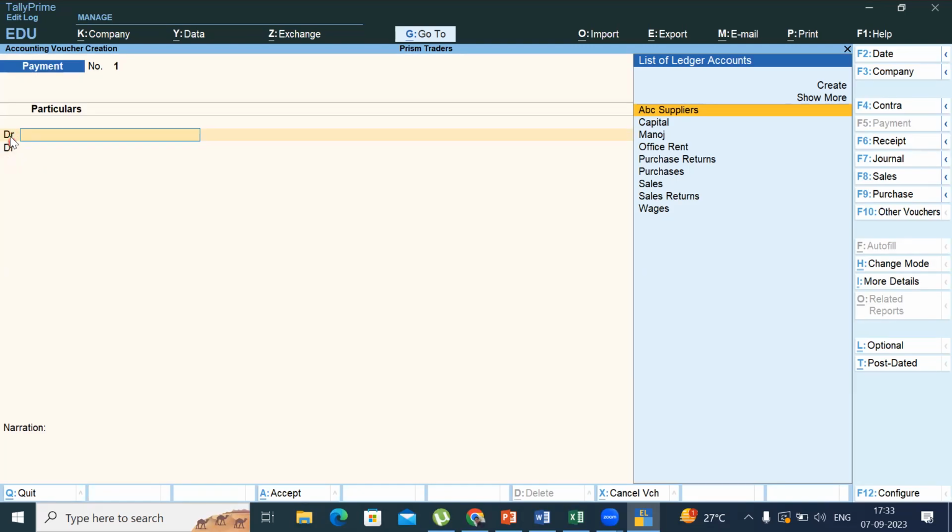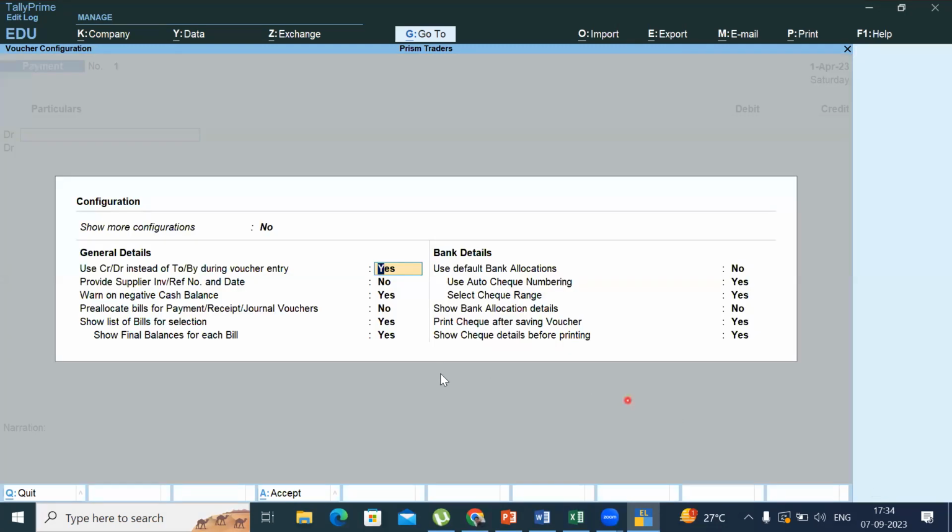Sometimes instead of DR by CR, you can see the To and By option. For first-time users of Tally, you can check there only To and By. So if the To and By is there in this particular area, you can change the configuration. See here, click on configuration on the right hand side. In the configuration, there is one option. Look into this option: use CR/DR instead of To/By during entry. See, it is Yes.